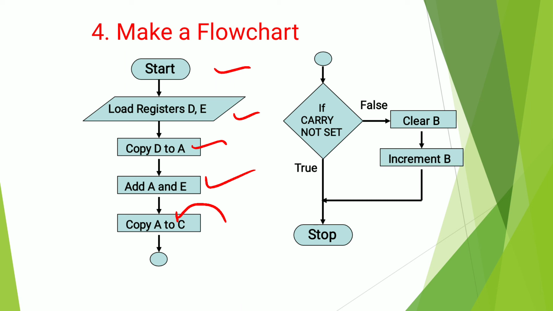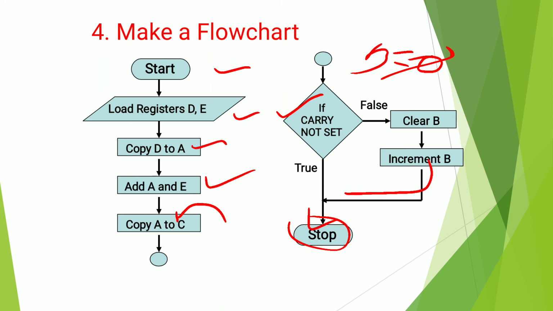After that, we have to check whether carry is generated or not. If carry is not set, means carry is not generated, then store the result into register C and stop this program. If carry is generated, then the B register is incremented by 1 and the carry is stored into register B and the program stops.